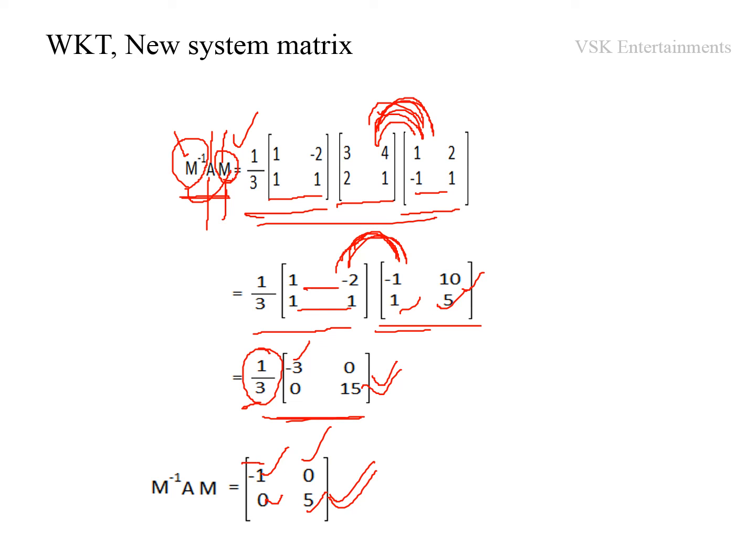If you observe this matrix, only the diagonal elements are non-zero and the non-diagonal elements are zero. So this is the diagonal state matrix, or diagonal system matrix, obtained by using the diagonalization process. That is the concept of diagonalization and obtaining the diagonal state matrix by using the process of diagonalization.